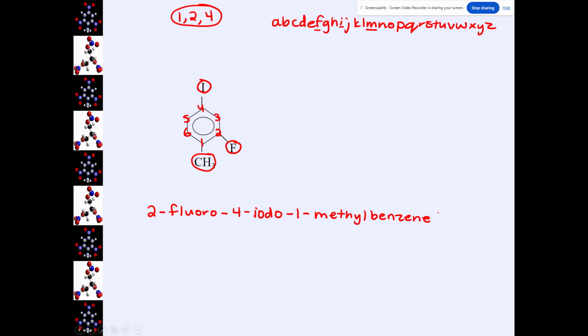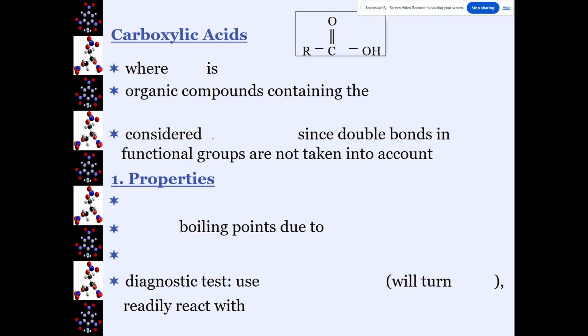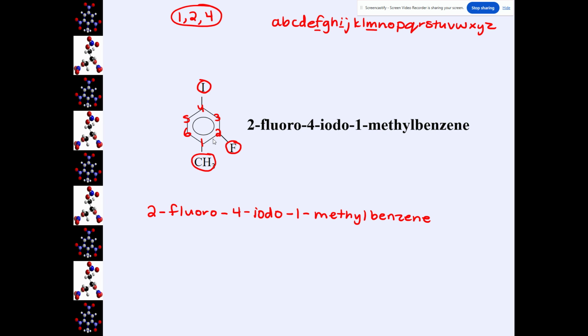Let's see if we did that right. 2-fluoro, 4-iodo, 1-methyl benzene. Good. Okay, so alphabetical order for your branches, but lowest number sequence. The halogens do not need the lowest number. Okay, and that's it. All right.